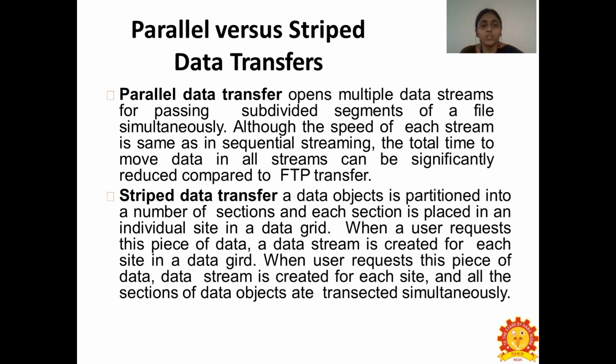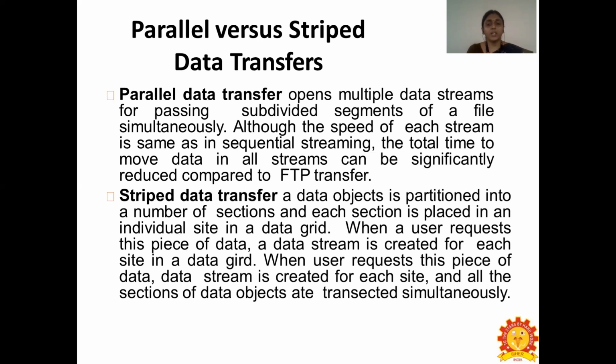And next we are going to see about striped data transfer. In striped data transfer, the data object is partitioned into a number of sections, and each individual section is placed in an individual site in the data grid. So every time the data grid will allocate an individual site or individual ID for each and every task assigned. So here the striped data transfer will divide the data object into a number of units, and each unit will be placed in an individual site in the data grid. And when the user requests any piece of data, the data stream will be created and connected. That is, we need to open the connection with the particular stream for each site in the data grid. And through that connection, we can access the requested data from the data grid.